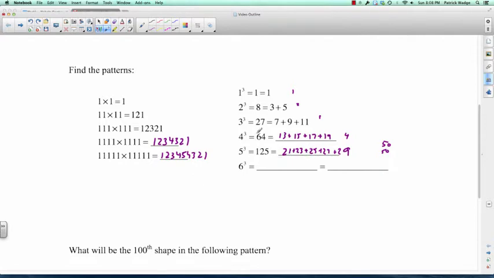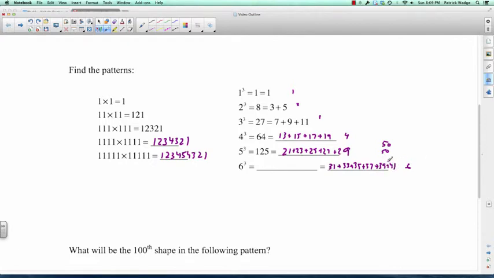Now, I've given you what it equals every time. What if I wanted to know what 6 cubed is? Well, you could use a calculator, but you could also use this pattern. How many odd numbers are you going to have to add? 6 of them. Which ones? Well, we got 29 here, so we must add 31 plus 33 plus 35 plus 37 plus 39 plus 41.